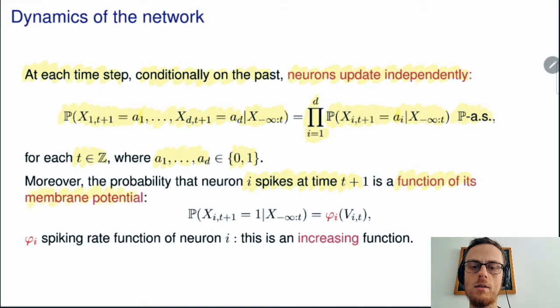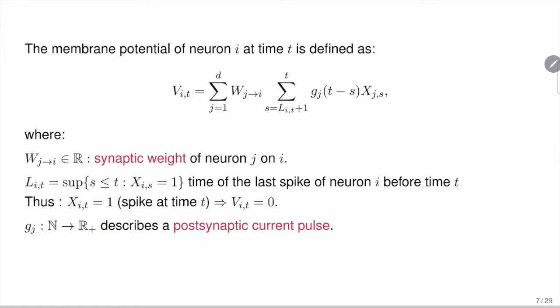So this means that the probability that X_i(t+1) is equal to 1, given the path of the network up to time t, is a function phi_i of V_i(t). V_i(t) is what we call the membrane potential of neuron i at time t, and phi_i here is what we call the spiking rate function of neuron i, and this is an increasing function of its argument. Okay? To complete the description of the dynamics of the model, I need to explain how to compute the membrane potential of neuron i at time t.